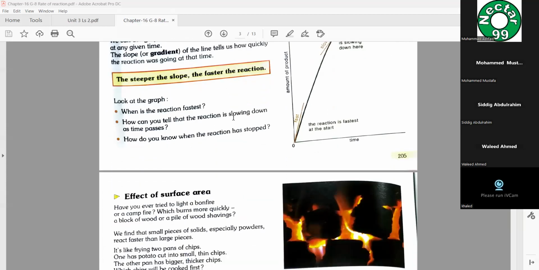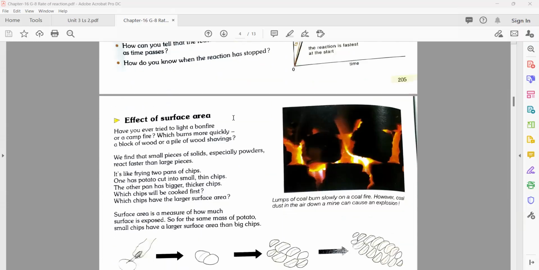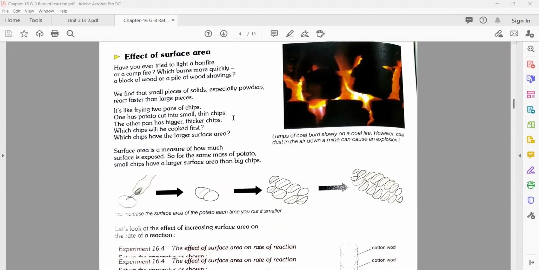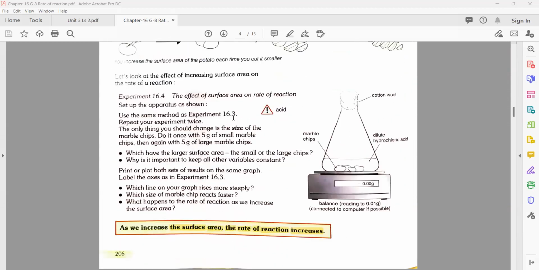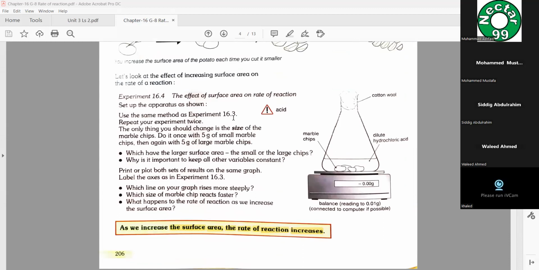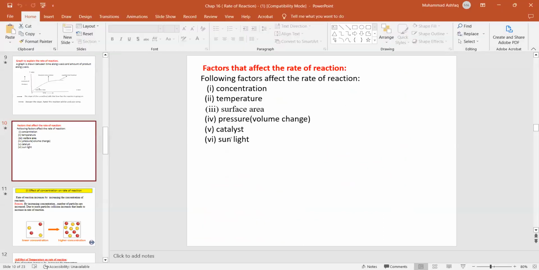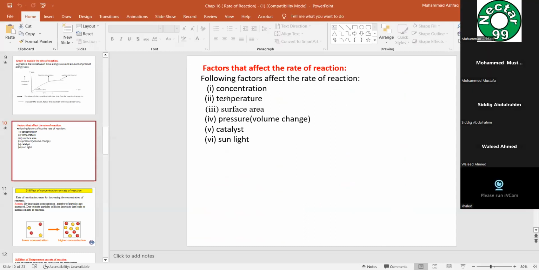So the factors that affect the rate of reaction, we are going to move from your textbook page number 206. This is all the things we're going to discuss one by one. The first thing is the concentration. Second one is the temperature, then the surface area, after that pressure, and then catalyst and the sunlight. We already learned about them in detail. Now let's see them in a brief, short way.